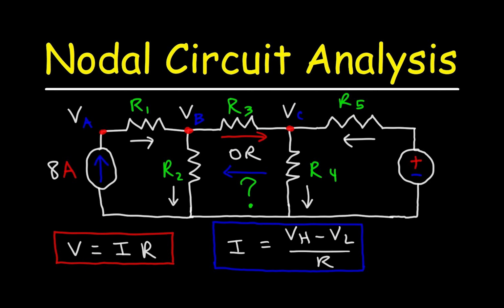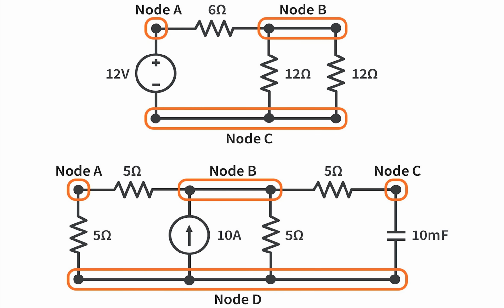Hi, our names are Jacob and Jimmy, and this is a review and simple explanation of the node voltage method in order to solve circuits for unknown values. Firstly, what is a node? A node is an uninterrupted segment of wire of any shape.